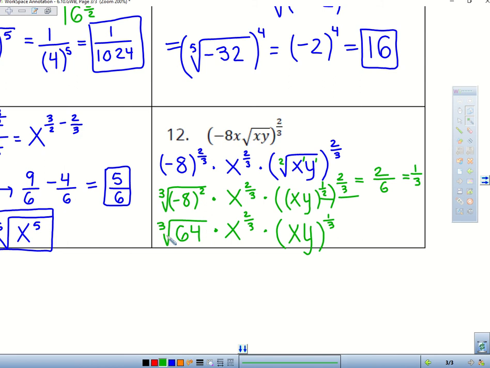Now, what is the third root of 64? 4. This stays the way it is. And this, I can apply that 1/3 to each one. You see? Now, these are the same base, so I can add their exponents. What's 2/3 plus 1/3? 1. So just x to the first, y to the 1/3. That's my final answer.